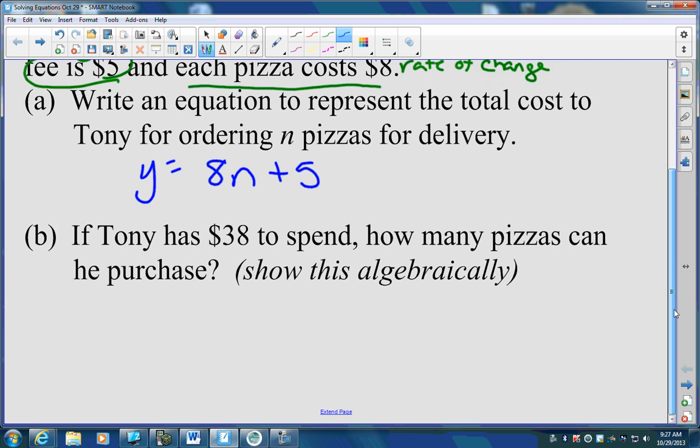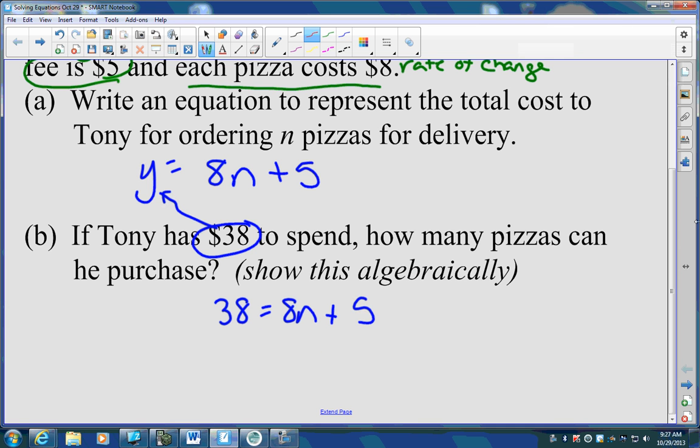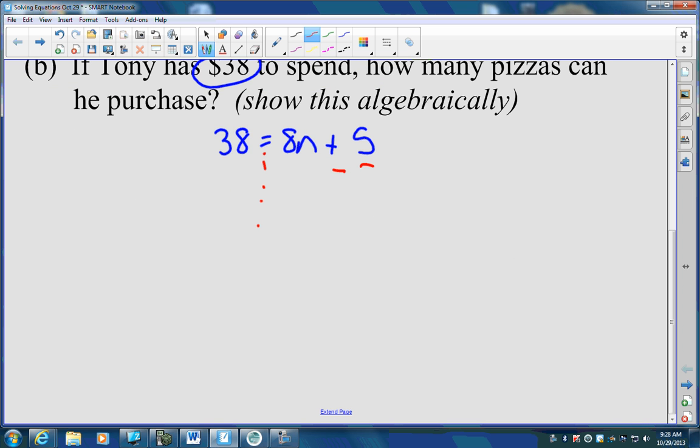Now it asks, if Tony only has $38 to spend, how many pizzas can he purchase? This 38 goes in here for y. So I have 38 equals 8n plus 5. To solve it, this is just our regular two-step equations. On your board, I need to see minus 5 to each side. 38 minus 5 is 33 equals 8n. Then divide by 8.